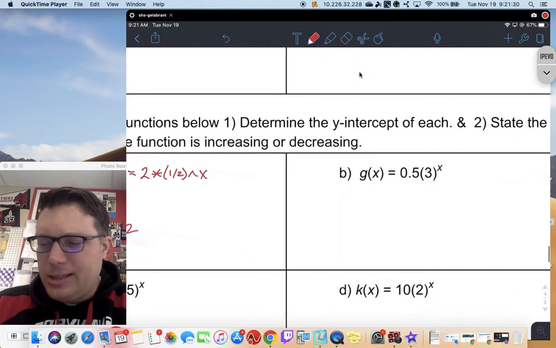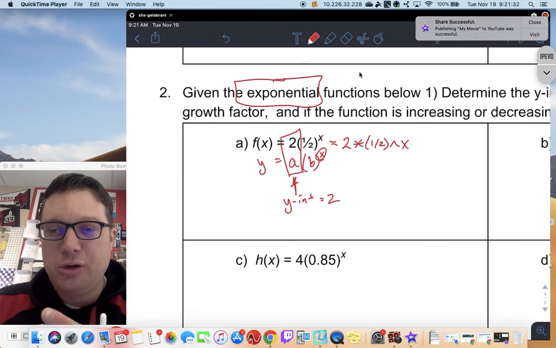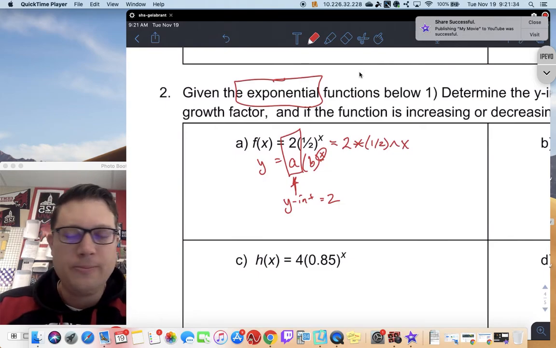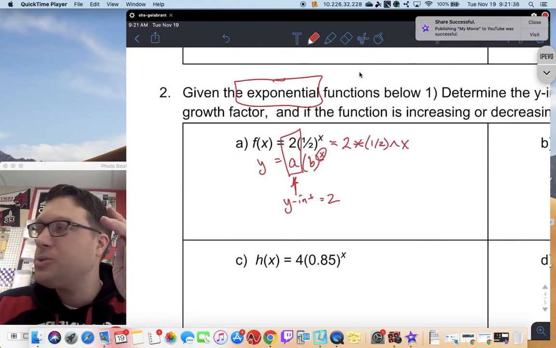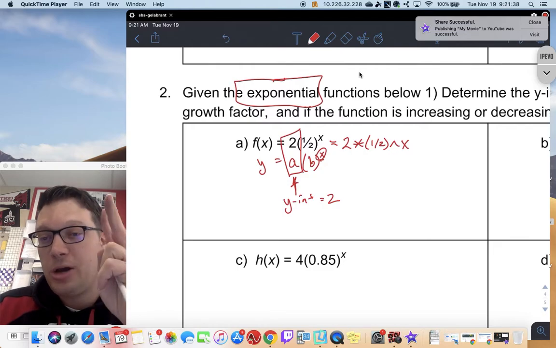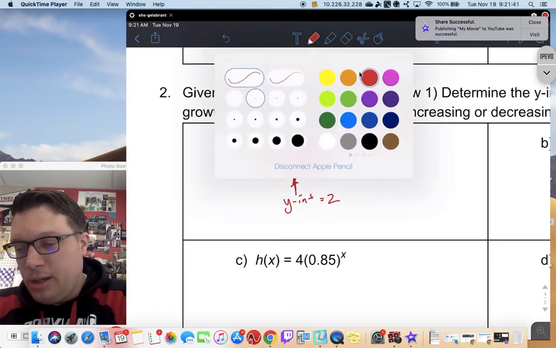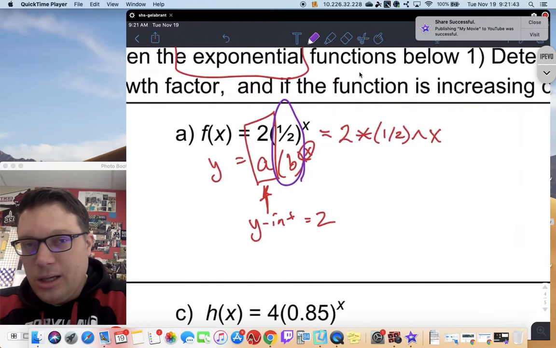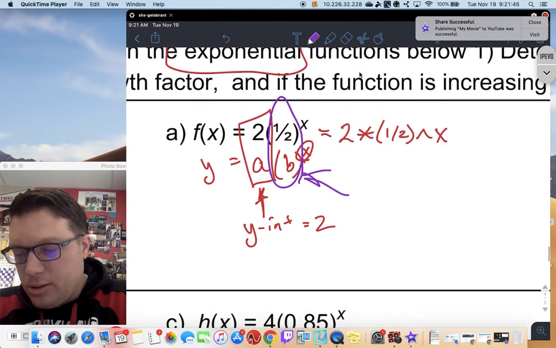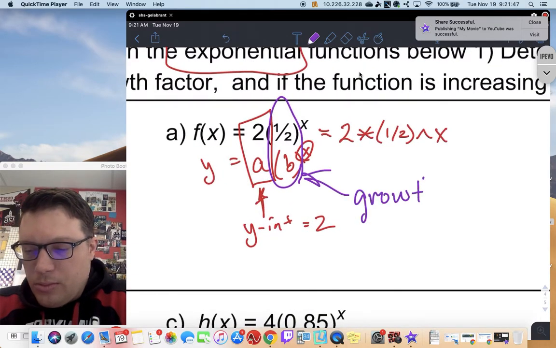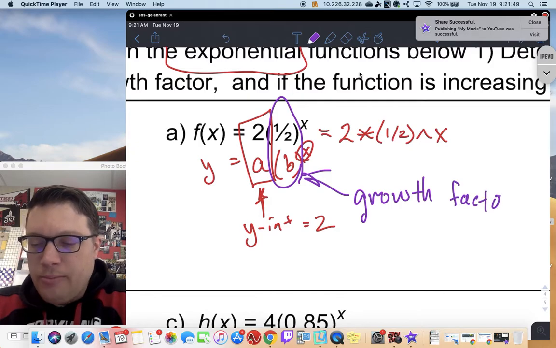Next, state the growth factor. There's only two variables with an exponential function. So since there's only two variables with an exponential function, one is the y-intercept, the other one has to be the growth factor. That means b is the growth factor. It doesn't get a fancy letter like m. M is pretty universal.